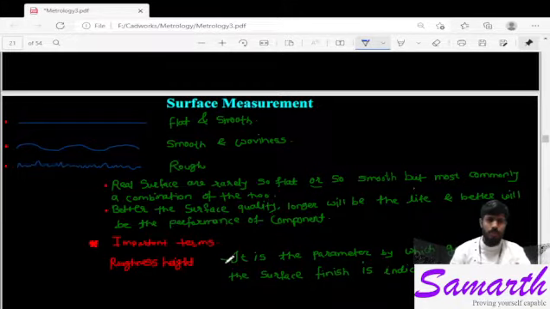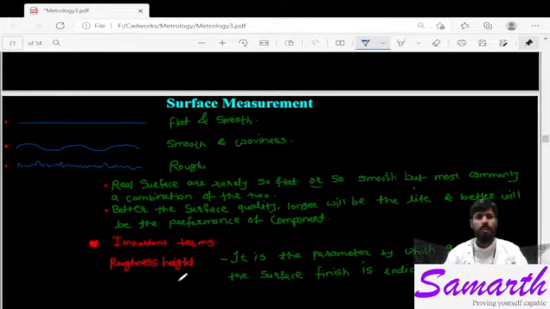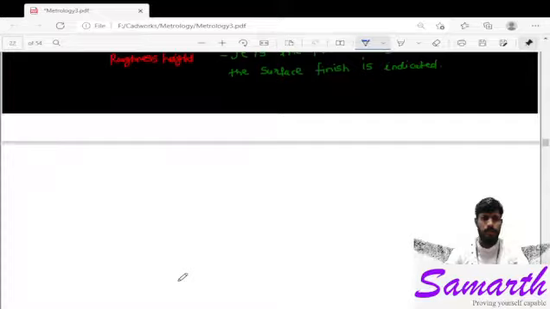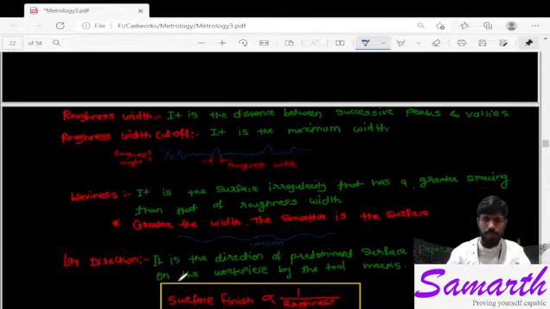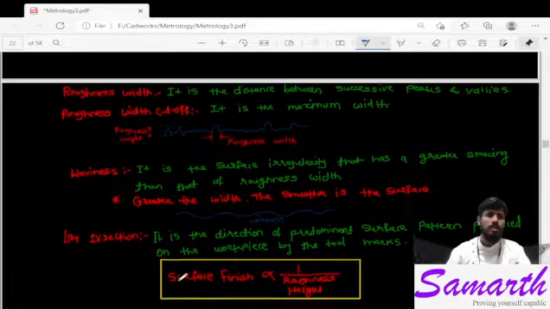Right. Now the important terms are the roughness height. It is the parameter by which generally the surface finish is indicated. There are different methods of indicating this surface roughness. We will also see those. Roughness width.